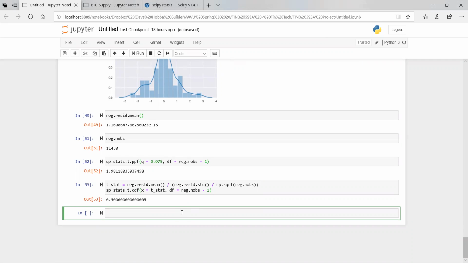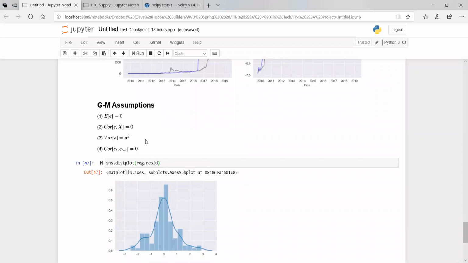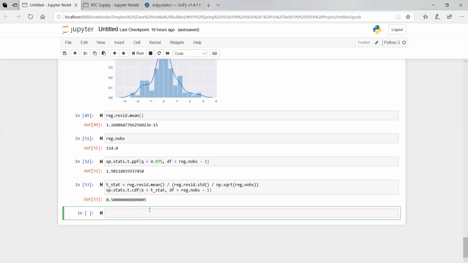So the null hypothesis would be that it is 0. So the null hypothesis is that the assumption holds. The alternative hypothesis is that it violates the second assumption, so that there is a correlation.